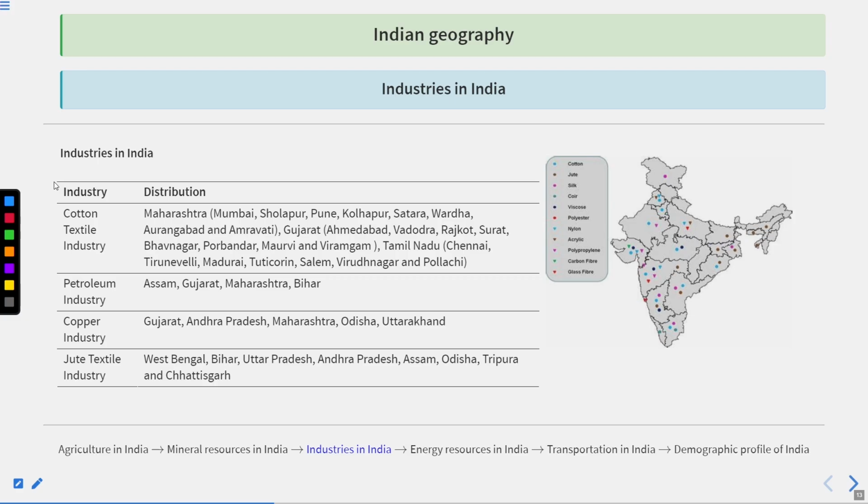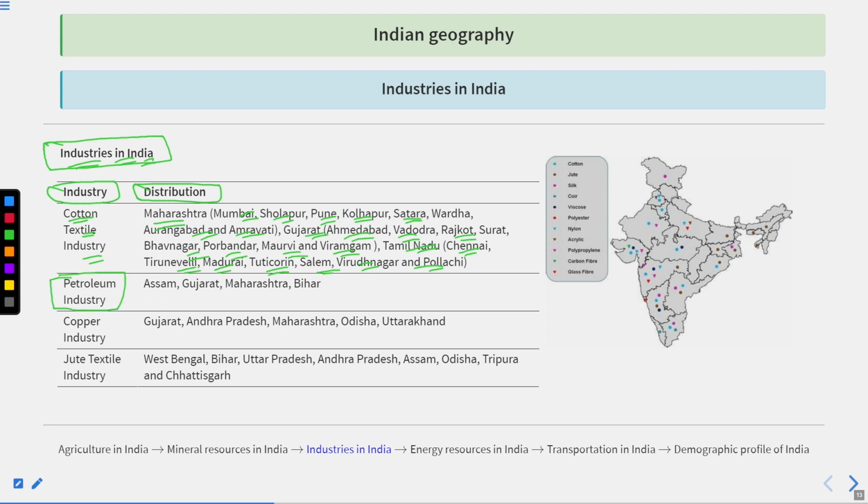If we talk about major industries in India, industries and distribution. First is the cotton textile industry. In Maharashtra: Mumbai, Sholapur, Pune, Kolhapur, Satara, Wardha, Aurangabad and Amravati. These are the major cities. Gujarat: Ahmedabad, Vadodara, Rajkot, Surat, Bhavnagar, Porbandar, Morvi and Viramgam. Tamil Nadu: Chennai, Tirunelveli, Madurai, Tuticorin, Salem, Virudhunagar and Pollachi. These are the famous areas for cotton textile industries.